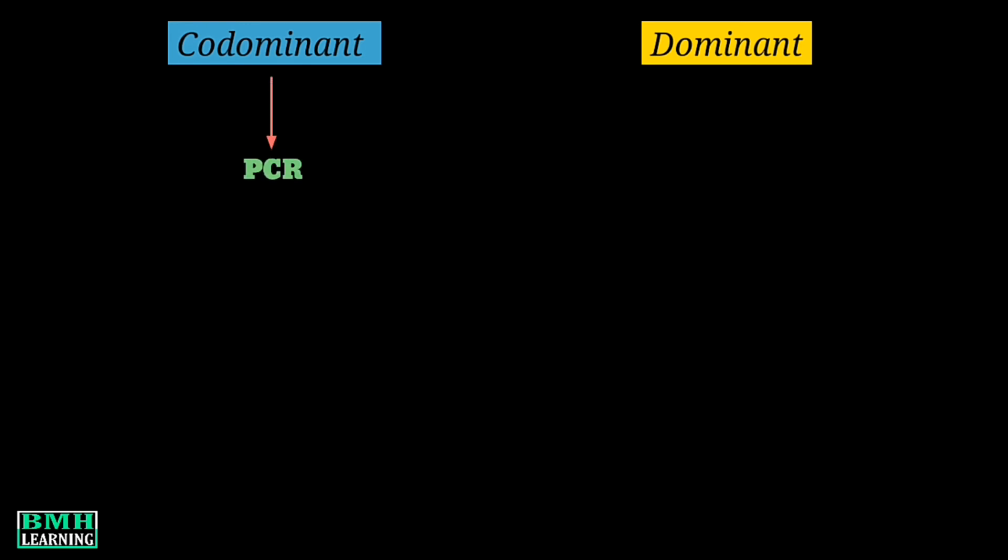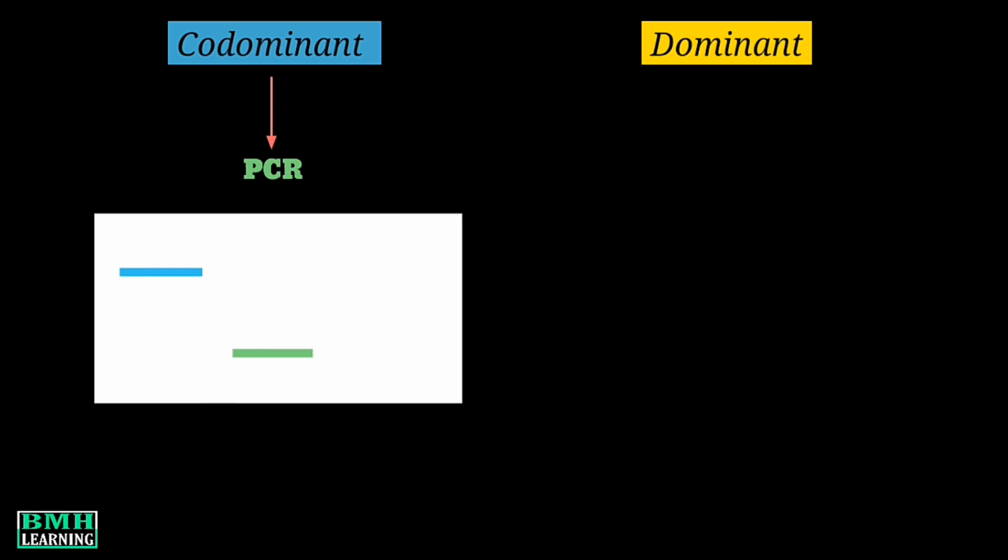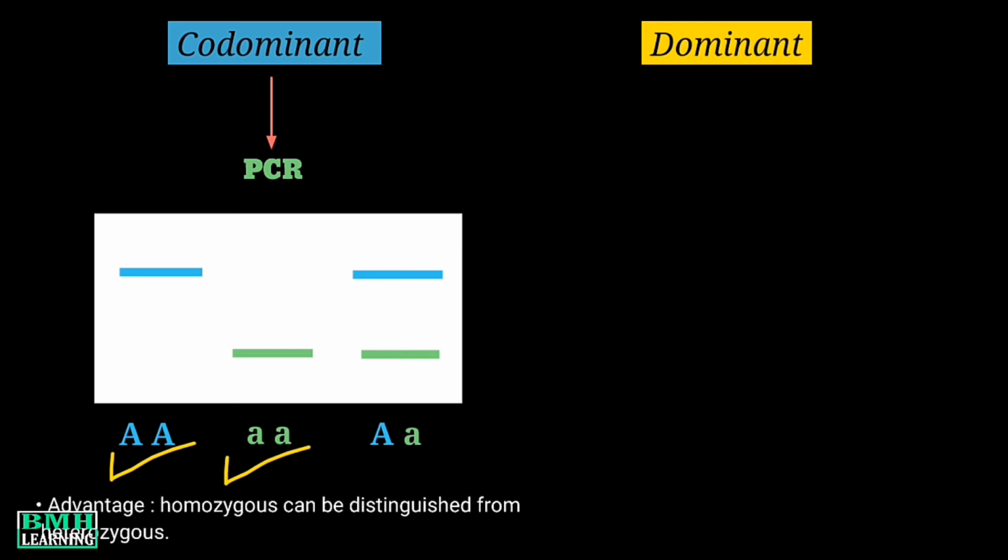So, when you do PCR in case of codominant, you can see bands for both capital A and small a. Therefore, for capital A capital A and small a small a plants, you will see only one band. And for capital A small a plant, you can see two bands. The advantage of this is that you can distinguish homozygous from heterozygous plants by genotyping. So, codominant markers can differentiate alleles of same gene.